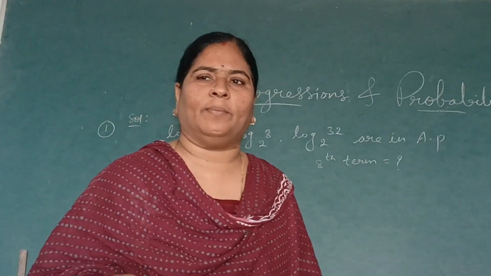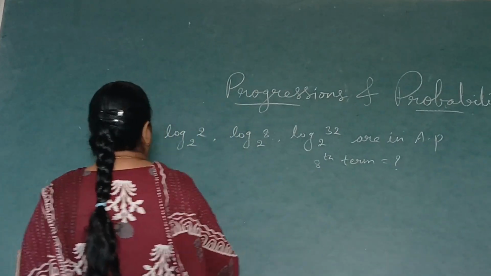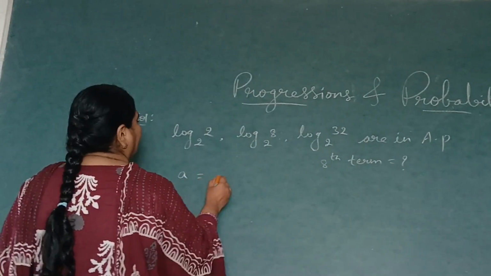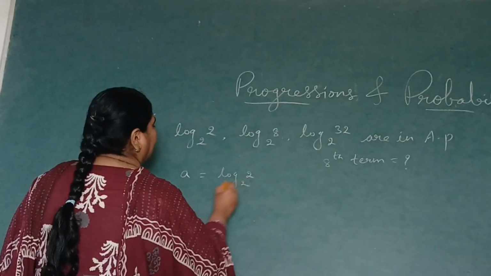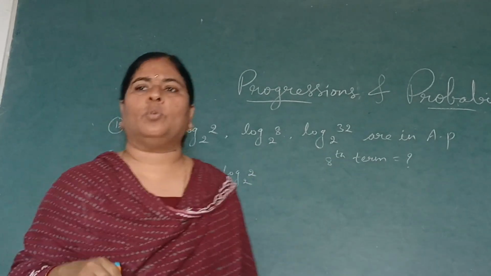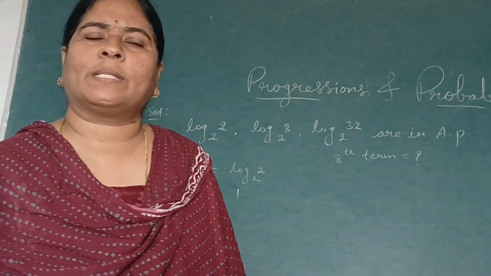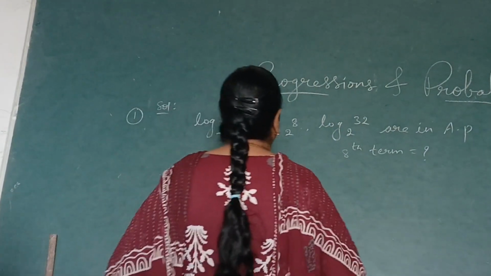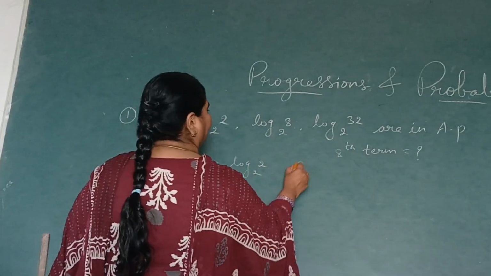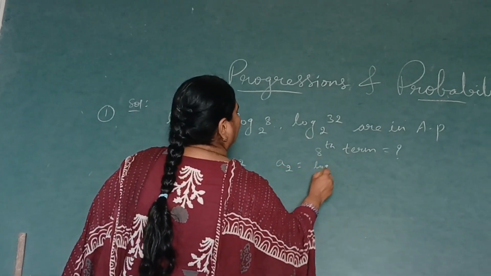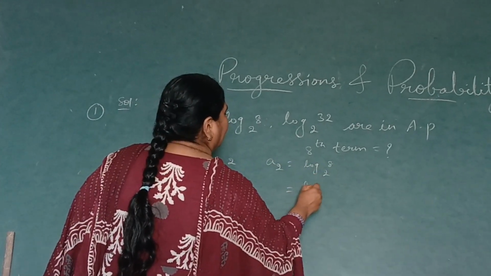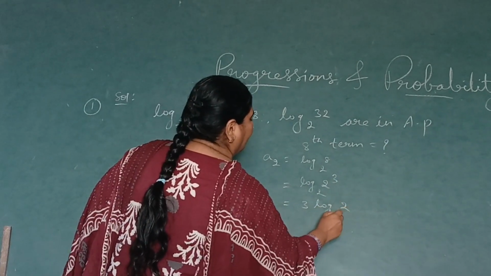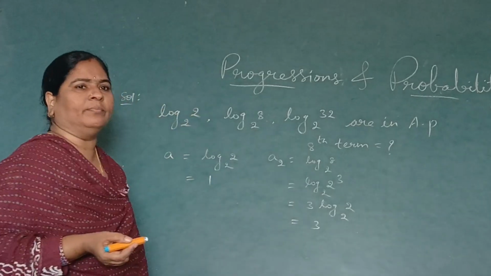Before finding the 8th term, let me write what A is here. That means the first term. It can be called A1 or A also. A is log 2 to the base 2, that is 1 itself. You are all aware, in logarithms, log A to the base A is 1. Then what about A2? Log 8 to the base 2. It can be written as log 2 power 3 to the base 2. So 3 log 2 to the base 2, that is 3 itself.